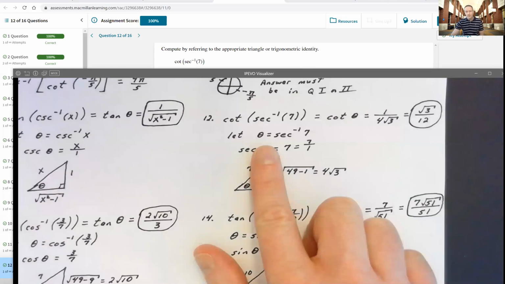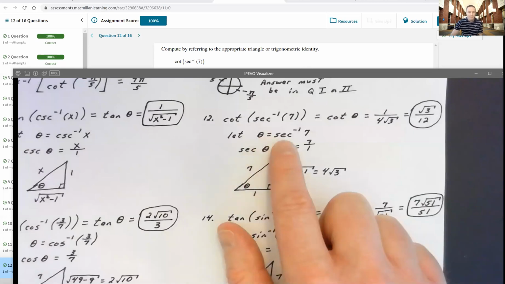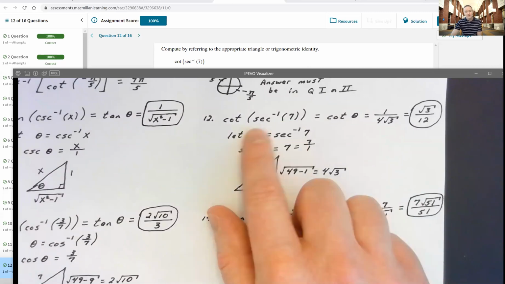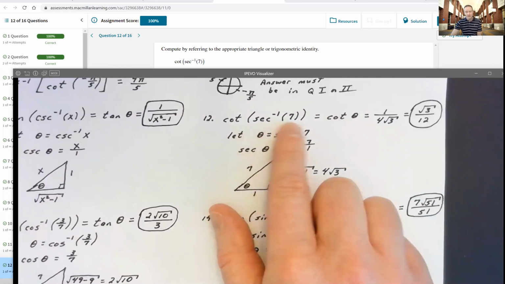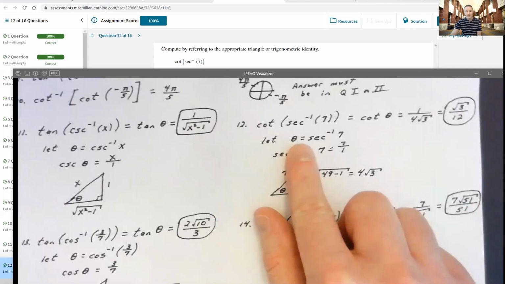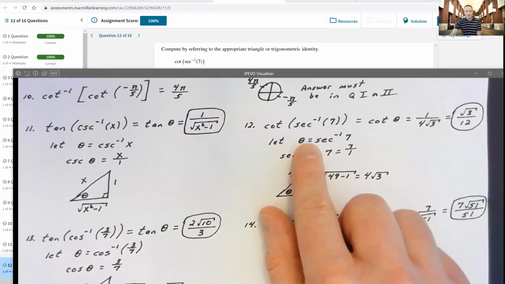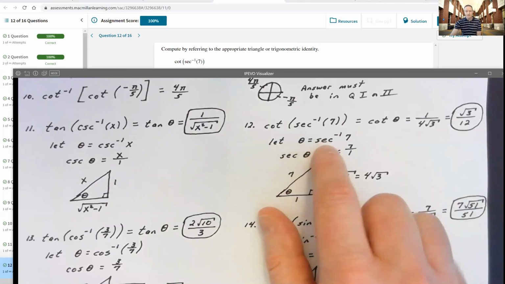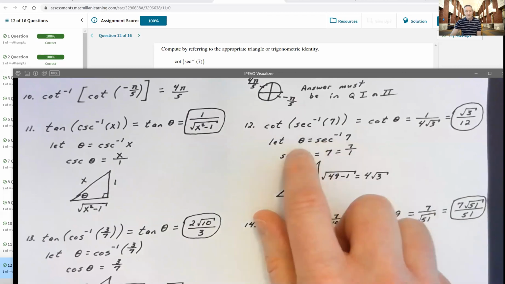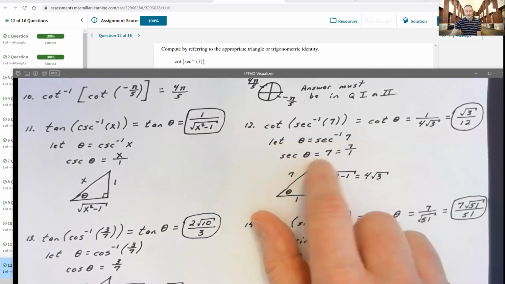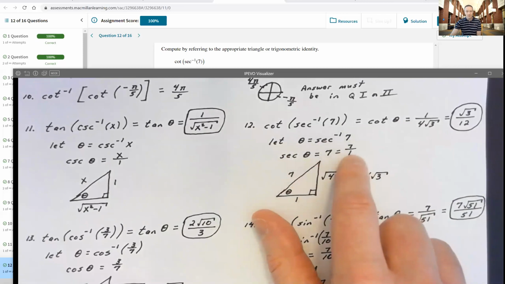This next one, we have the cotangent of the inverse secant of 7. Anytime the inverse trig function is your inside function, I think you're better off just calling it an angle. In this case, I called it the angle theta. Theta is equal to the inverse secant of 7. If I take the secant of both sides, secant and inverse secant cancel, and I get that the secant of theta is equal to 7 over 1.